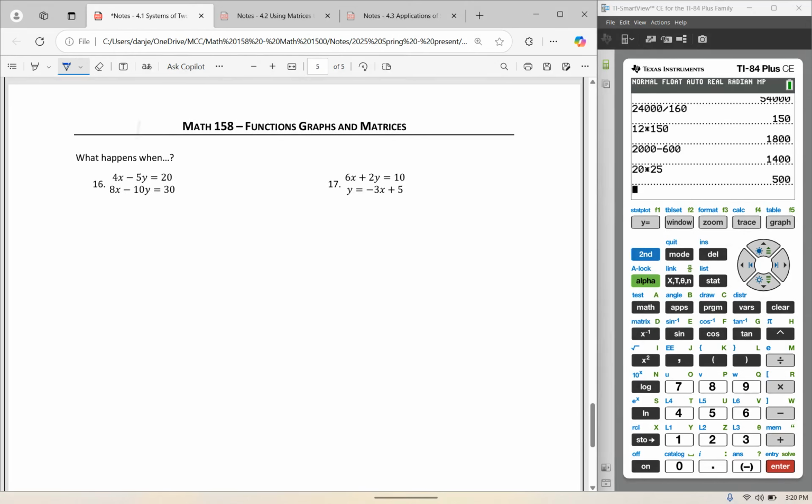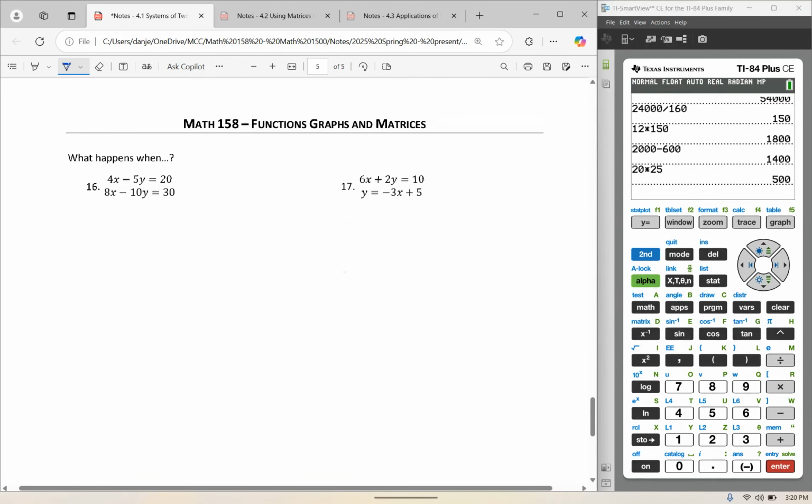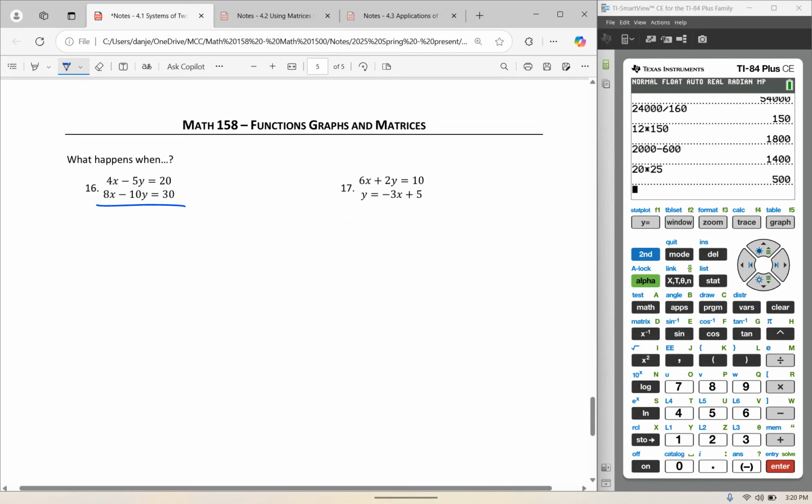Okay. A couple more quick examples of some bizarre things that happen from time to time. In number 16, I'm going to multiply the top equation by -2. So I have a negative 8x from the top equation. I'll have 8x in the bottom equation. So I know that the x's will cancel. However, -2 times -5y is a positive 10y. -2 times 20 is -40. The bottom equation, we have 8x minus 10y equals 30.